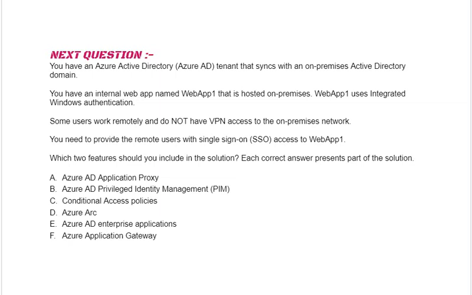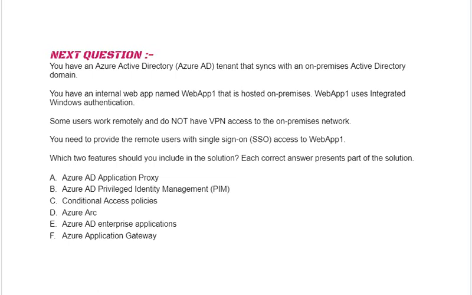Next question is, you have an Azure Active Directory, Azure AD tenant that syncs with an on-premises Active Directory domain. You have an internal web app named Web App 1 that is hosted on premises. Web App 1 uses integrated Windows authentication. Some users work remotely and do not have VPN access to the on-premises network. You need to provide the remote users with single sign-on, SSO, access to Web App 1. Which two features should you include in the solution? Each correct answer presents part of the solution.